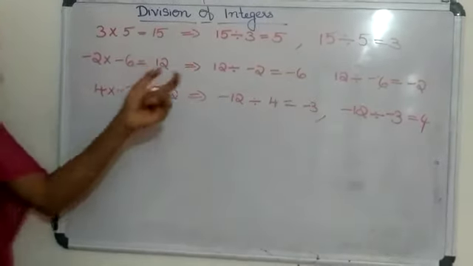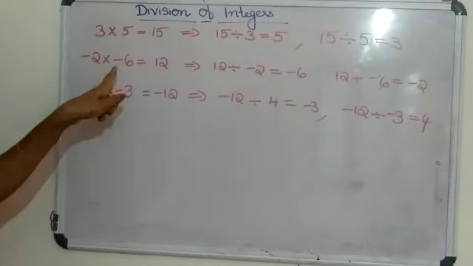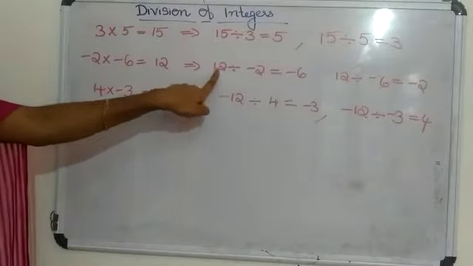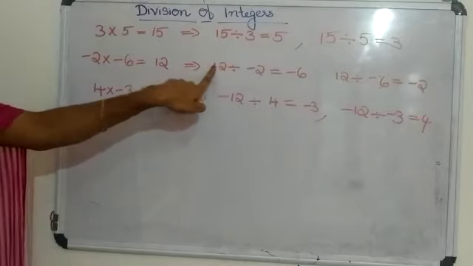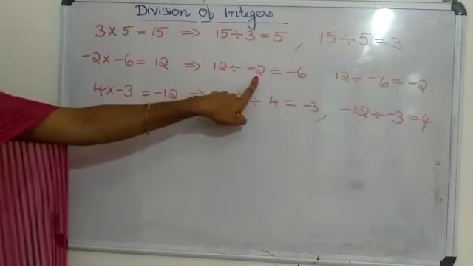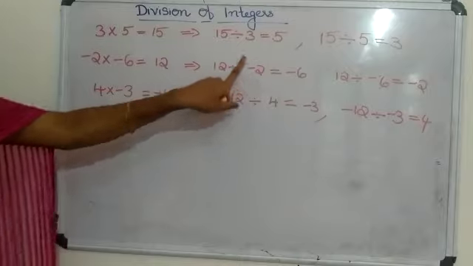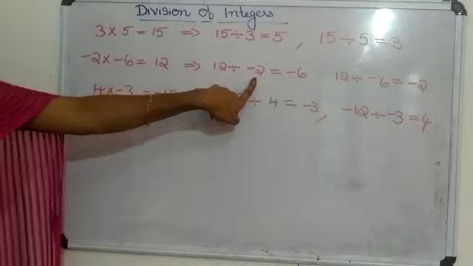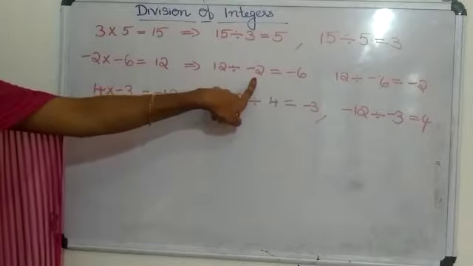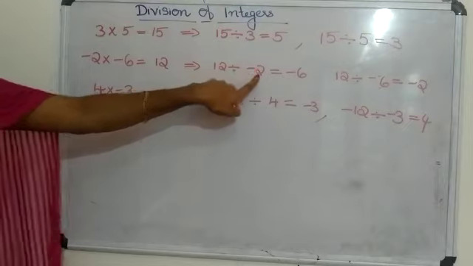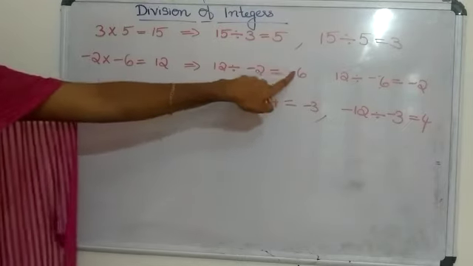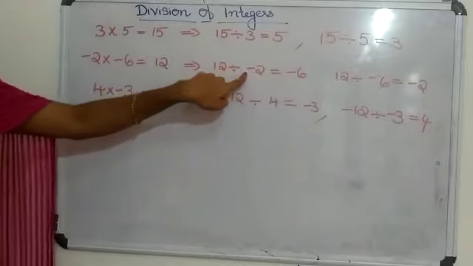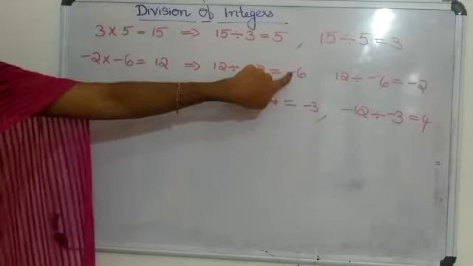Okay. So what we understood, when you are dividing a positive integer by a negative integer, you have to divide it as a whole number. That means first you divide 12 and 2. What is 12 divided by 2? That is 6. Then put the negative sign.